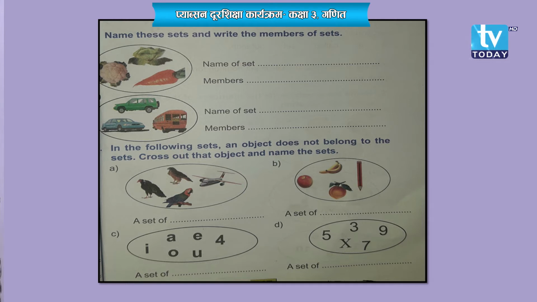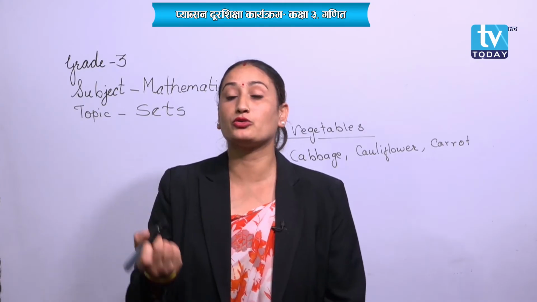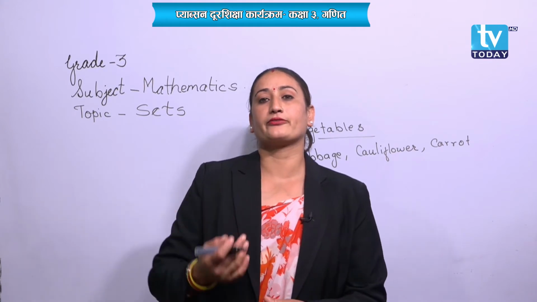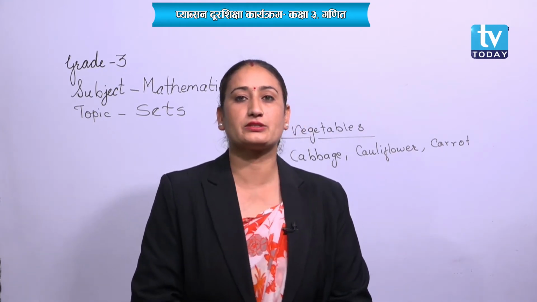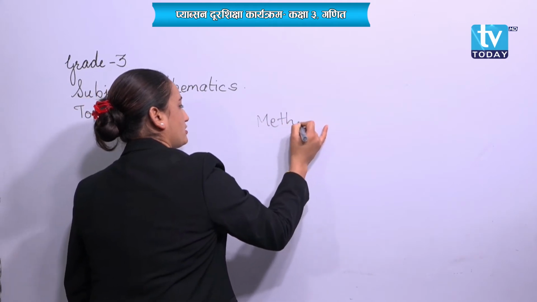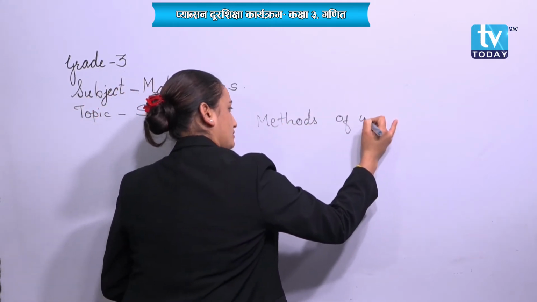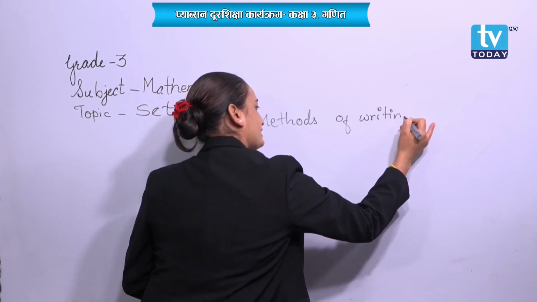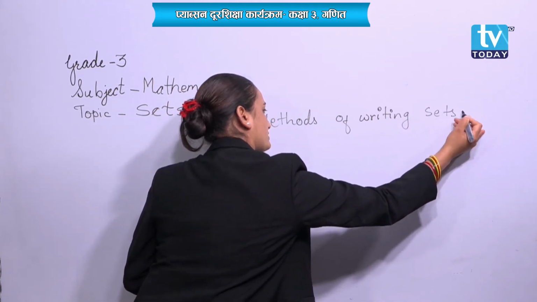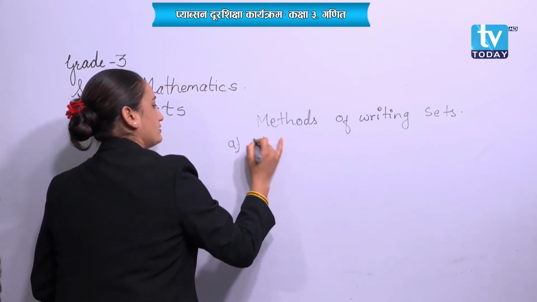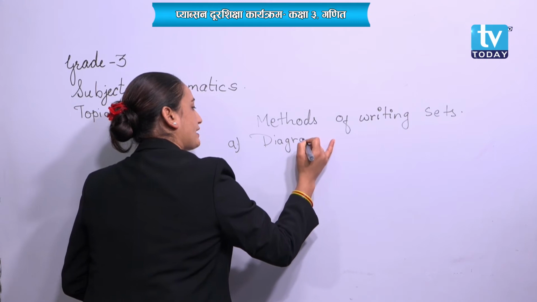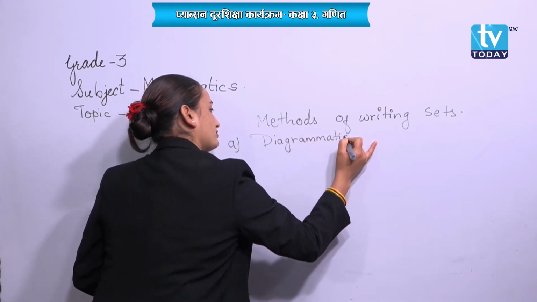So, can we identify it? Can we write it easily? Yes. Okay, students. Then after, you are going to write the sets in the form of writing methods. How to write the sets in way of writing methods. Let's have a look for this one. Methods of writing sets. First one is diagrammatic method.